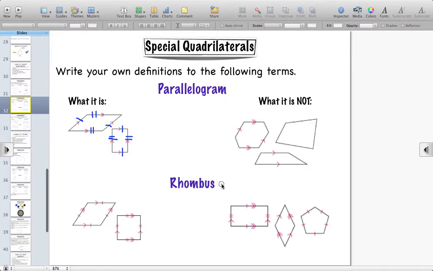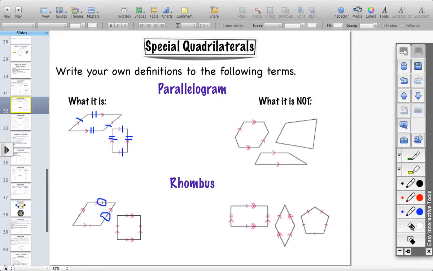And then looking further down at the rhombus. What do we notice about the rhombus? Specifically, when we're looking at the rhombus, what do we notice about the congruencies? And then over here, what is a rhombus versus what is it not? Go ahead and write your definition. Pause as long as you need to write your definition, and then when you're ready, hit play to move on.